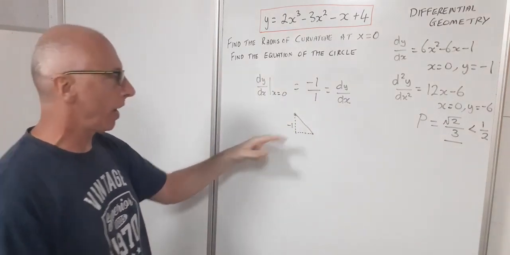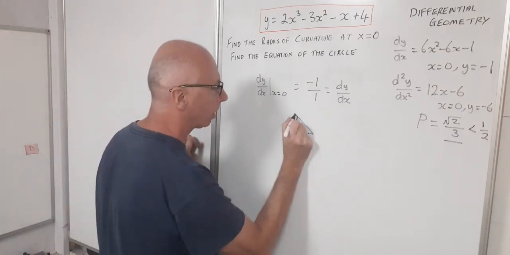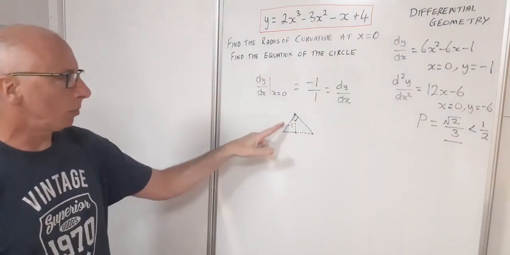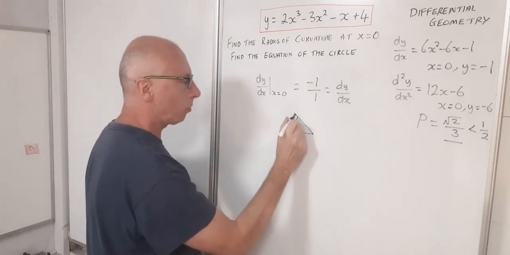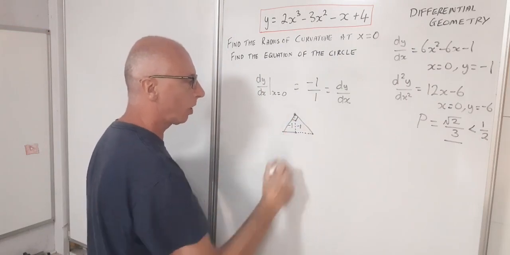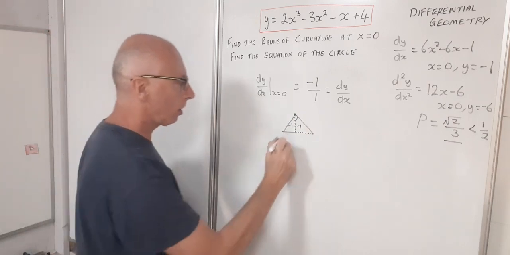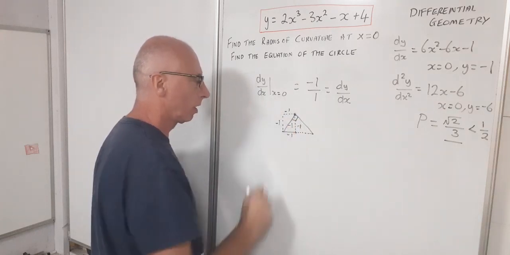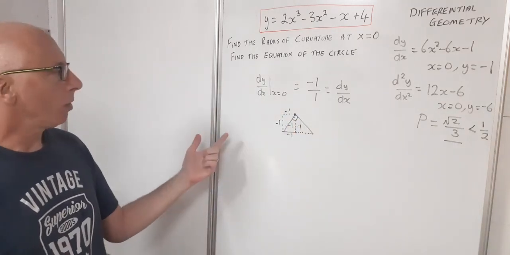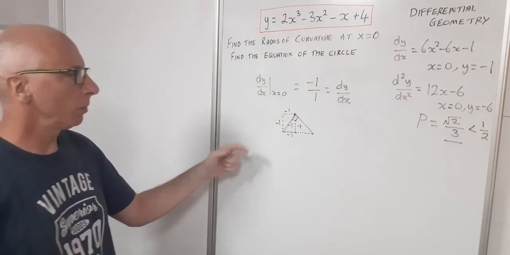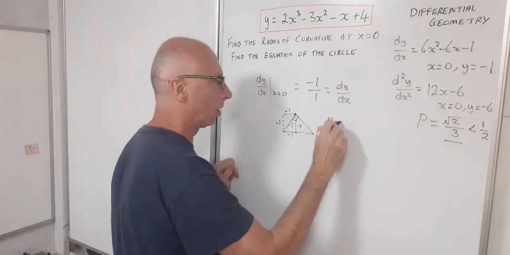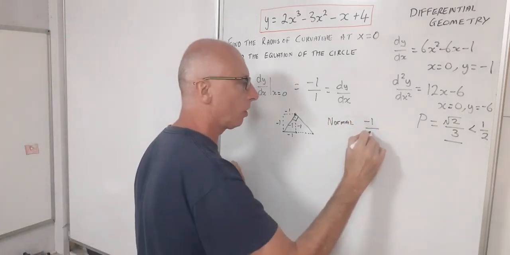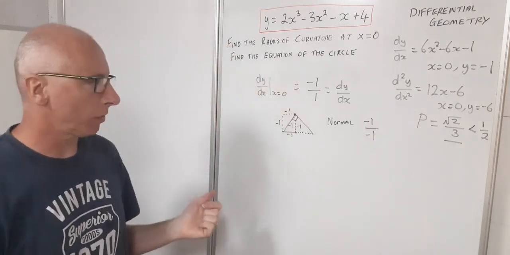Now, if we want the normal of that, we need to just make a right angle and go in this direction to make that normal of our tangent. So that one then would have a change in y of -1 and a change in x of -1. So we could also bring them along here so we can see clearly. So therefore, what we've got there is our normal has a slope of -1 over -1. So that's what we've got.